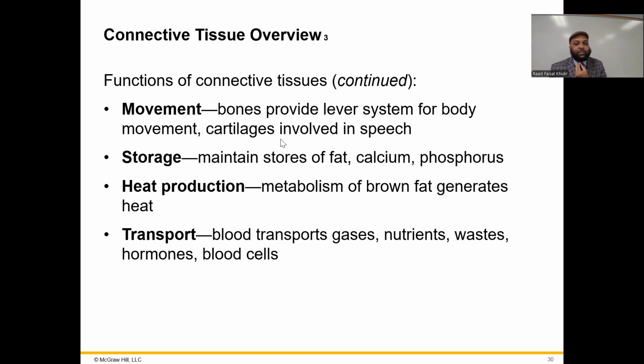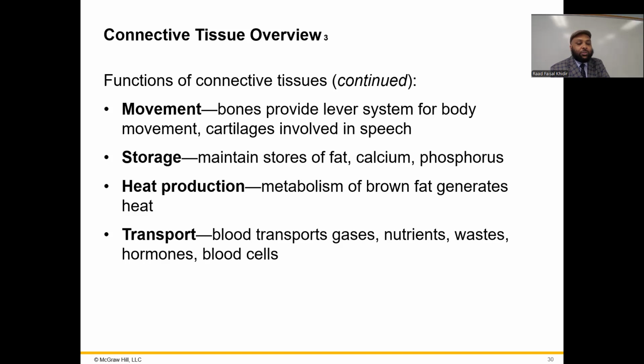Functions of connective tissue. Number one, the movement of the bones, and they provide a lever system for the body movement. The cartilages are involved in speech. So the connective tissue is important for movement. It's important for storage. It maintains fat. We will see that adipose tissue, the fat that's being stored in the body, is an example of connective tissue. It maintains and stores the fat and the calcium and the phosphorus.